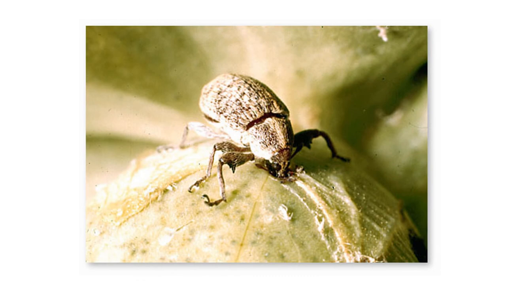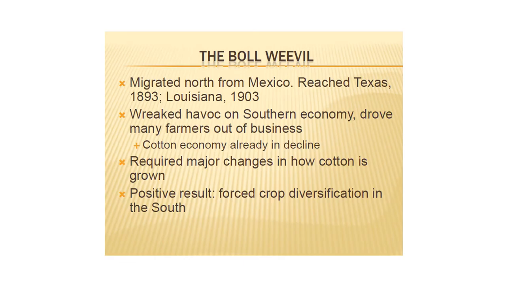And to wrap up our discussion of the South and of cotton agriculture, it's time to take a look at this little fella, the boll weevil. Boll weevils are hell on cotton. They destroy cotton plants, and they were not in the United States during this whole period that we've been talking about. They migrated northward from Mexico starting in the late 1800s, first showing up in Texas in 1893, right around the beginning of the Jim Crow era, ironically.